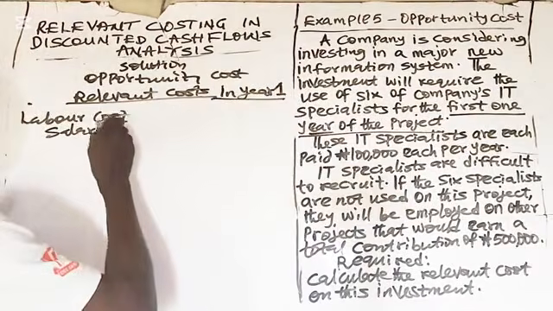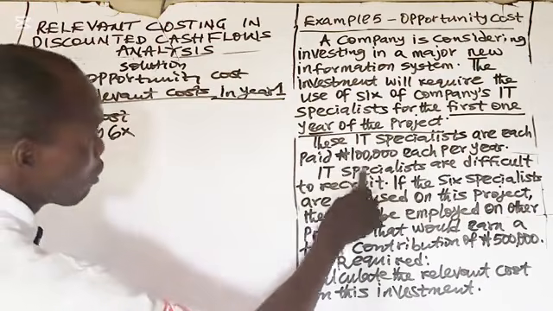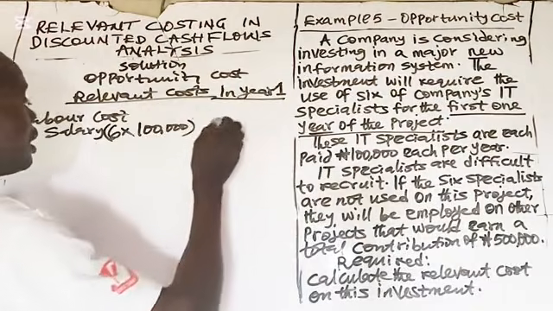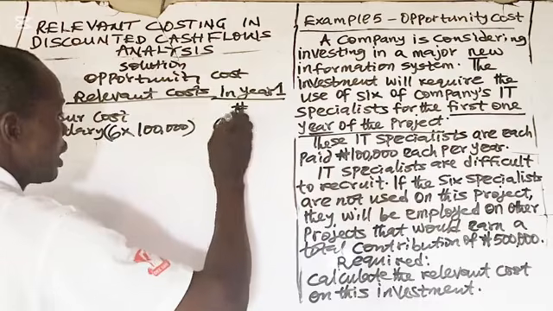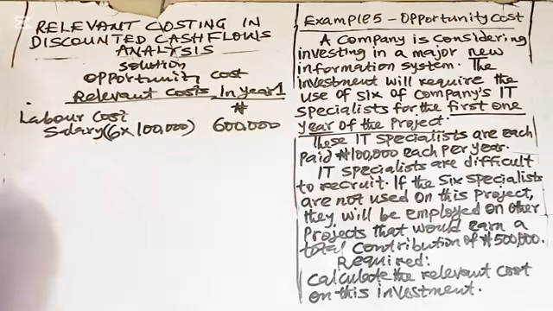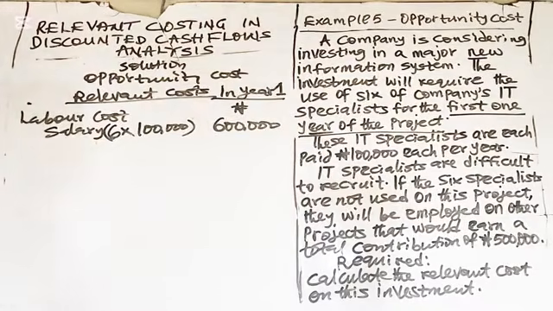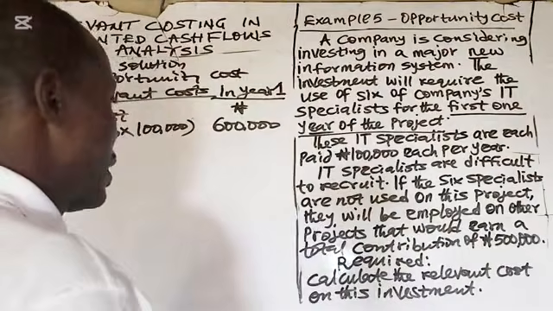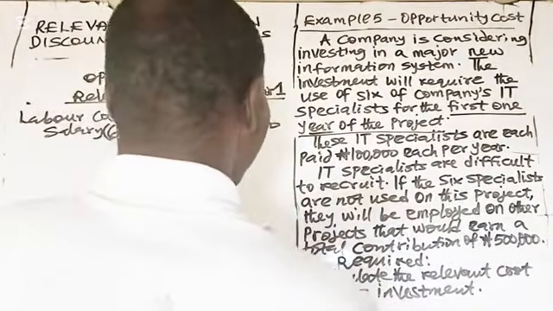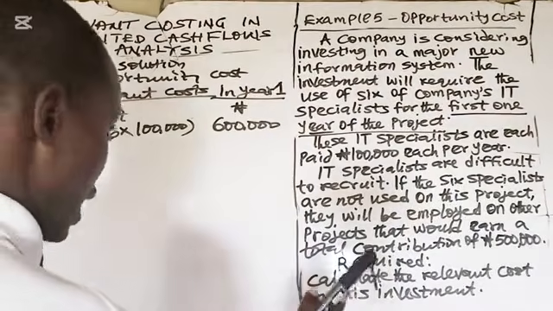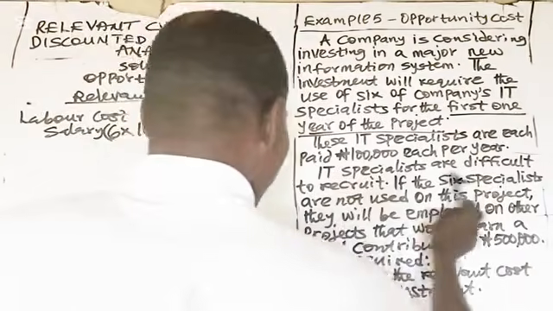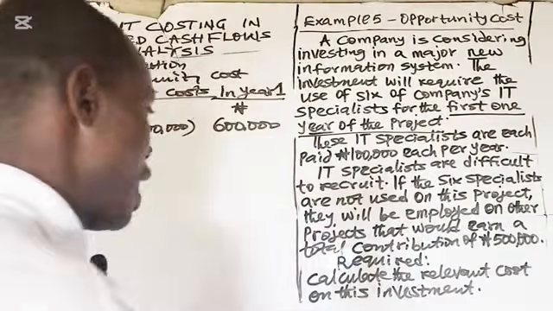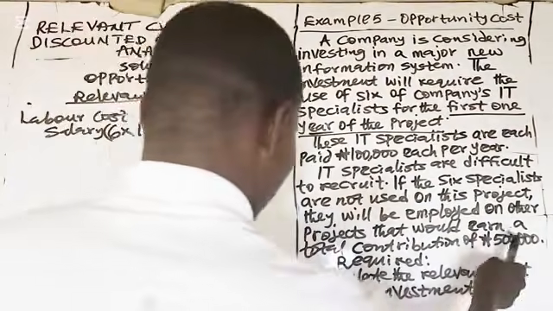So salary: 6 staff, and each will be paid the sum of 100,000 naira. So 6 times 100,000 naira gives us 600,000 naira. Now, we were told these IT specialists are difficult to recruit. If the 6 specialists are not used on this project, they'll be employed on other projects that will earn a total contribution of 500,000 naira.